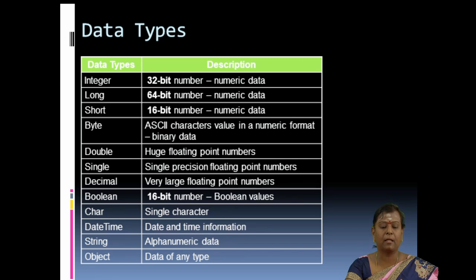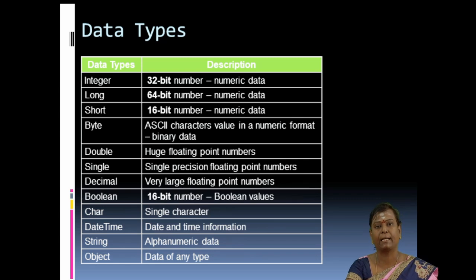Next, coming to double, single and decimal, these all come under floating point values. Double holds huge floating point numbers. Single holds single precision floating point numbers, and decimal holds very large floating point numbers. Next, coming to boolean, it holds only boolean values, of two types: true or false. It holds only a 16-bit number.